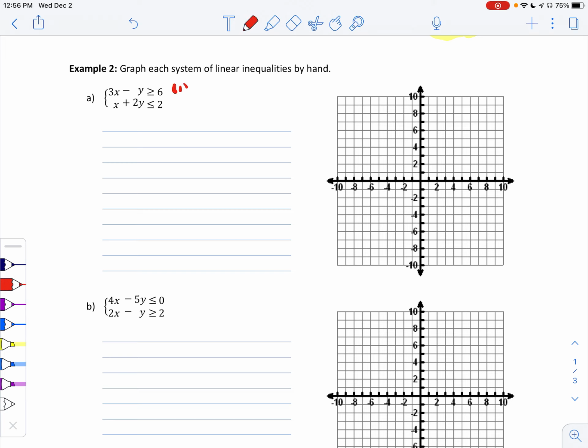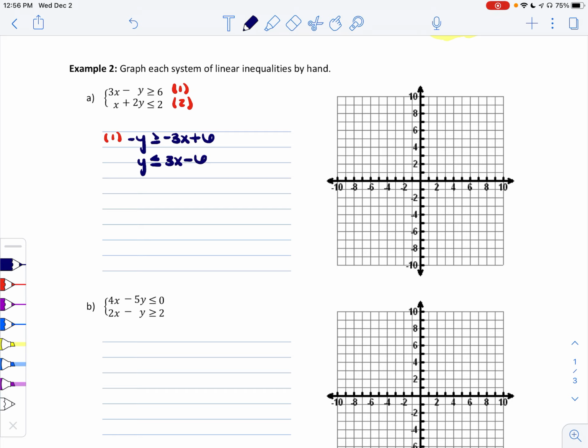Okay, since there's two, I'm going to go ahead and label them again like I've done in the past. And let's just start with the first one. So just like before, I want to isolate my y, put it in that slope-intercept form. So I'm going to subtract my 3x over, and then divide by -1. So I get y. Now here, remember, whenever you divide by a negative number, you have to flip the direction of your inequality. So this would become y is less than or equal to 3x minus 6.